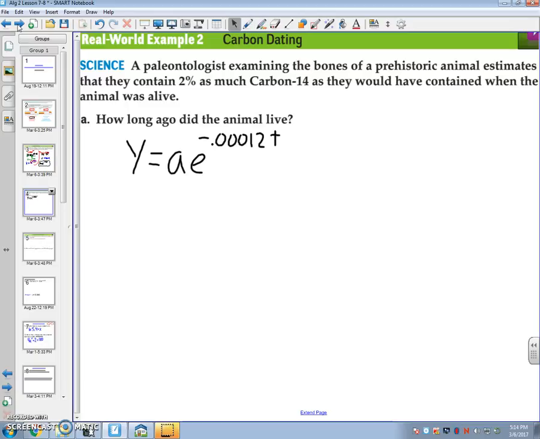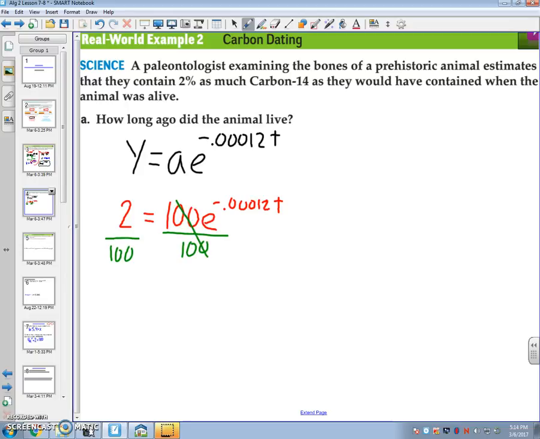Now I'm going to fill in what I know. It has 2% as much as when it was alive. So say it started out 100. There's only 2% left. So that's 2 for the amount now and 100 from before, e to the negative 0.00012t. We're going to solve for t. Get rid of this 100 by dividing.